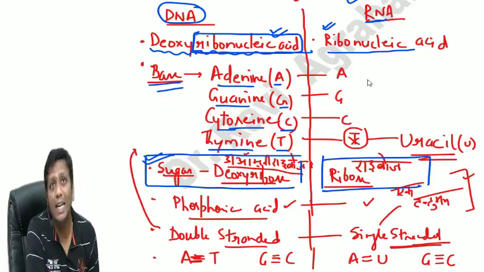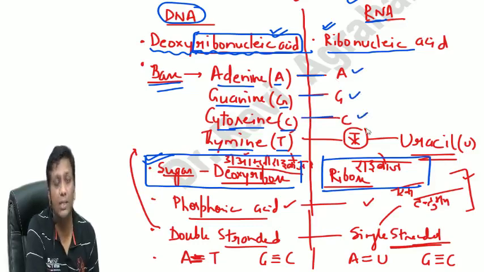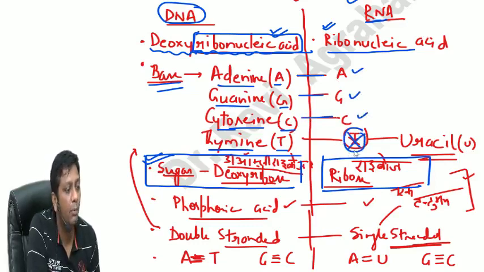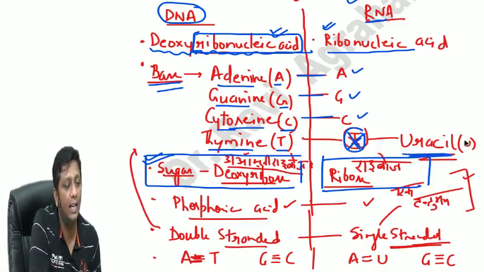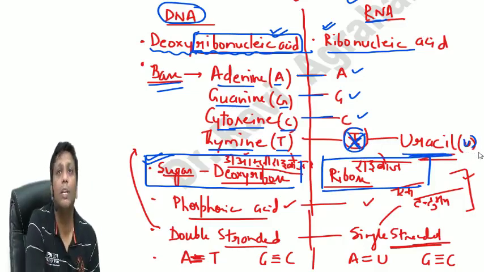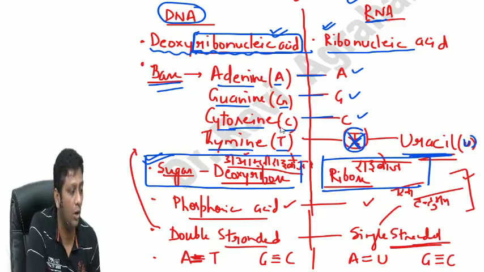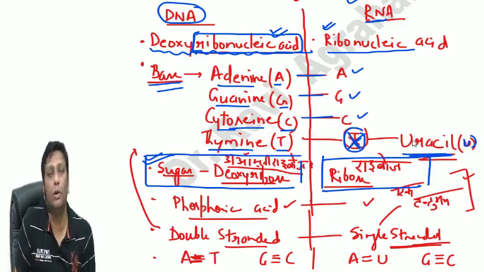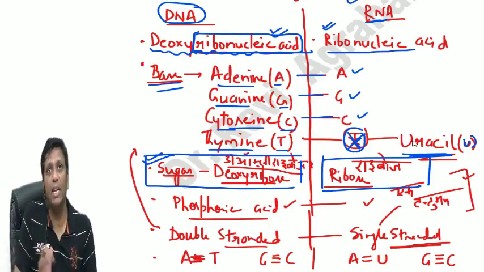In RNA, adenine is present, guanine is present, cytosine is present, but RNA has no thymine. In place of thymine, RNA has uracil, U-R-A-C-I-L. So RNA has uracil. A, G and C are similar, but the difference is thymine and uracil. And you get a few similarities on the basis of bases between DNA and RNA.